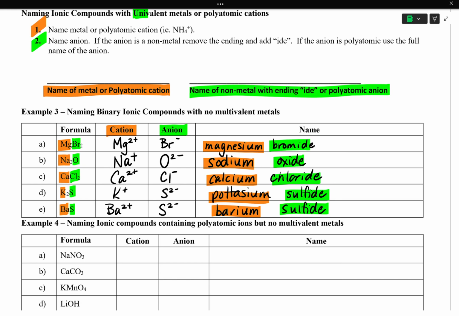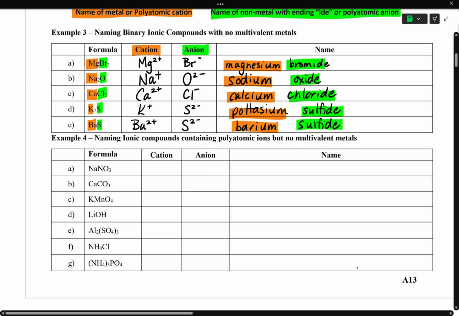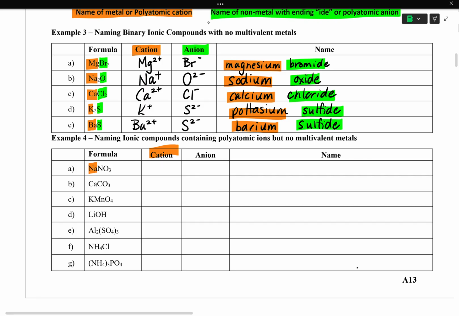Okay, the next now we're going to add in those polyatomics. So always start left to right. The cation goes first, Na, and it's going to be a metal, right? So Na is sodium. Look up the charge for sodium on your table. Na plus. Now, take a look at this. I have more than 1 non-metal, NO3. That tells me it's got to be a polyatomic.